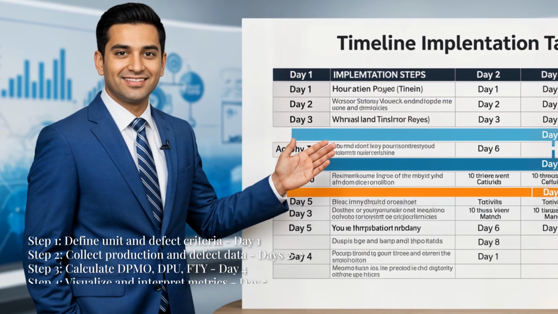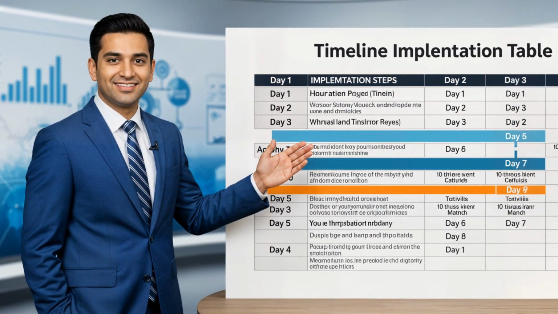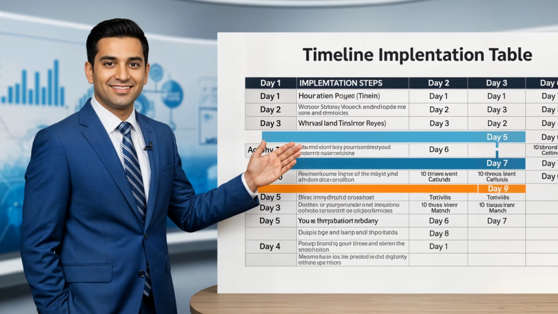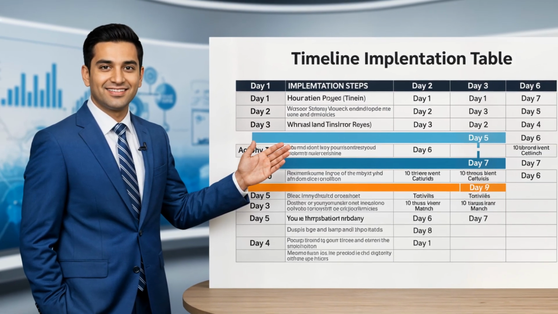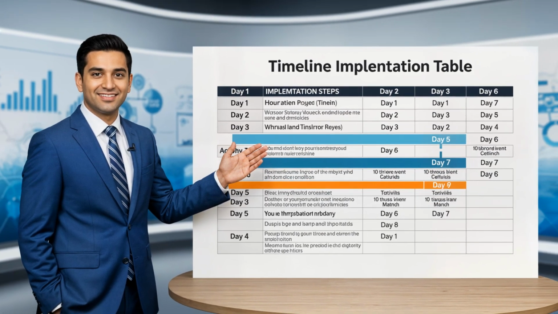Here's your implementation timeline. Day 1, define criteria. Days 2, 3, collect data. Day 4, calculate metrics. Day 5, visualize results. Days 6, 7, plan improvements.